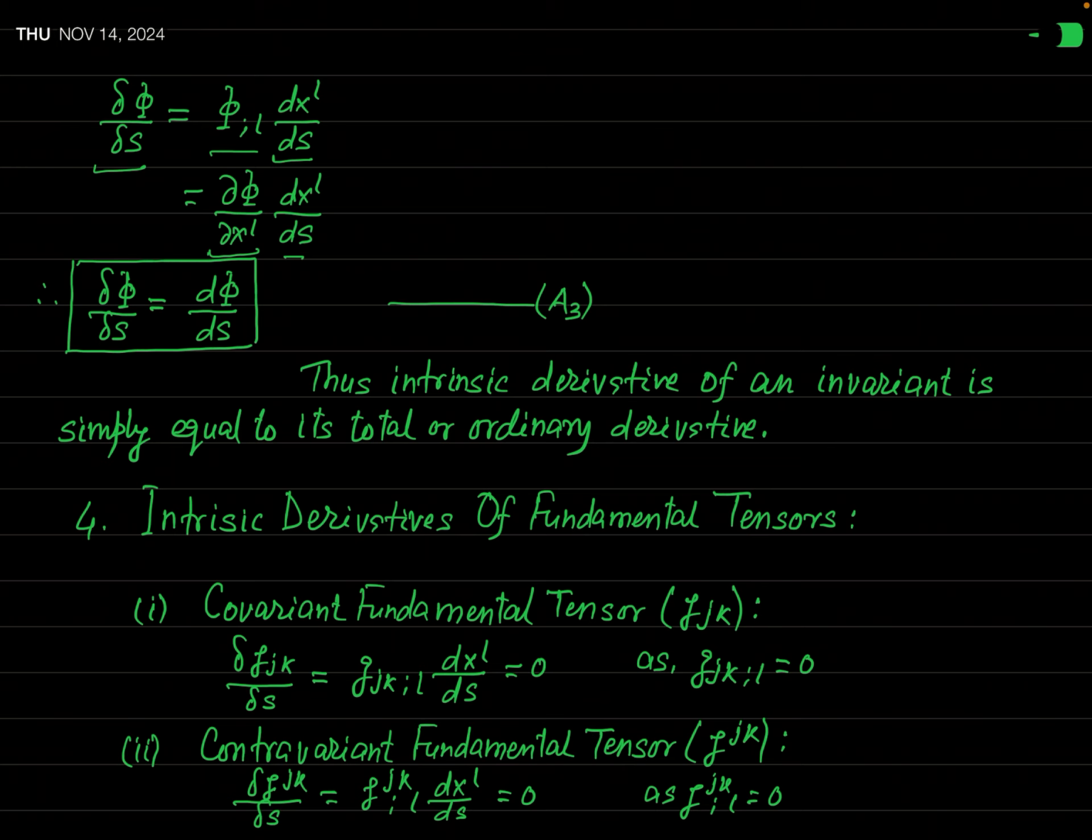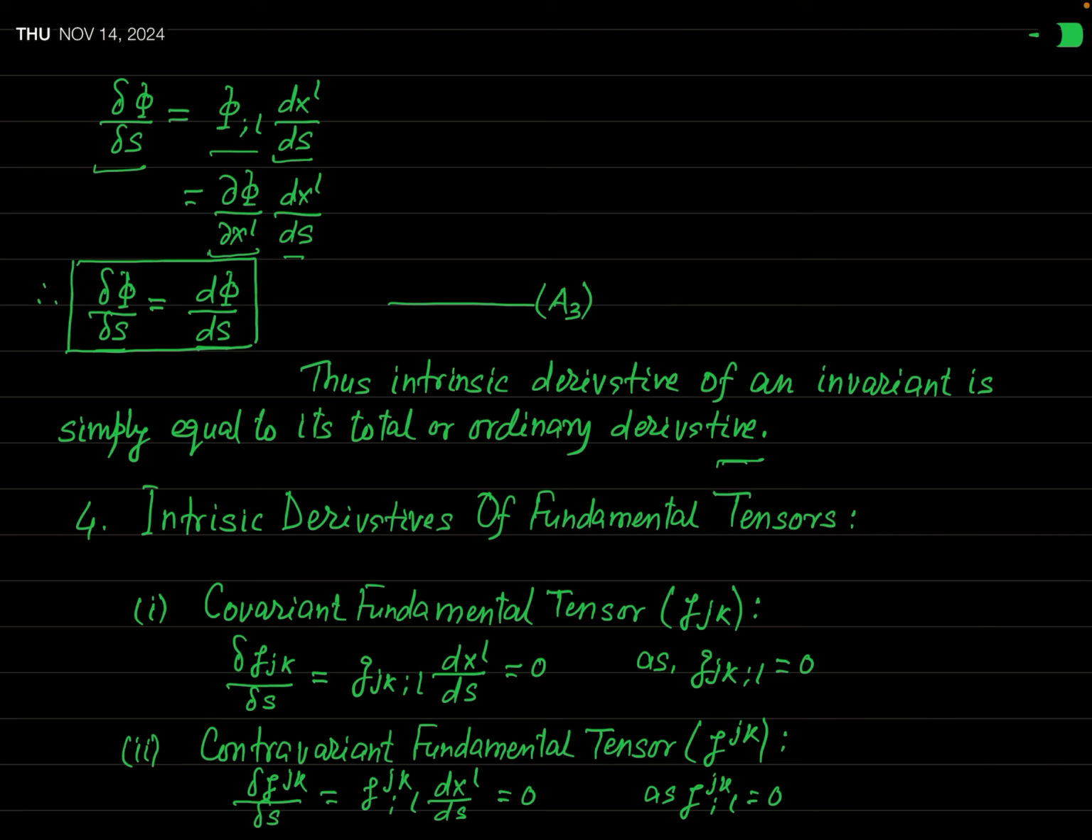What is this d phi by ds? This is simply the ordinary derivative of phi with respect to S, or you can say the total derivative of phi with respect to S. So the intrinsic derivative of the scalar or invariant phi with respect to S is simply equal to the ordinary or the total derivative of phi with respect to S. So this is a very important fact.